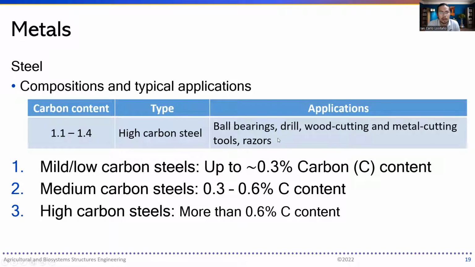And then you have high carbon steel, and this is for ball bearings. Again, very high strength applications, or requiring hardness. Now, the range of the carbon concentration is between 0.3 and 0.6. 0.3 to 0.6 is medium carbon, but beyond 0.6% is high carbon steels.